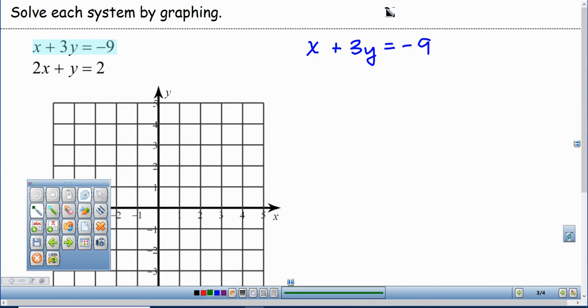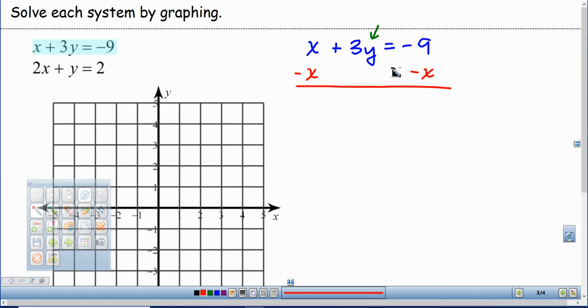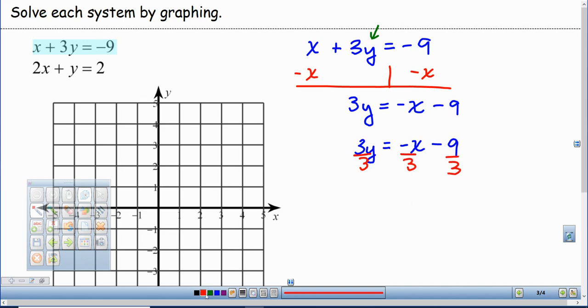I want to get y by itself. So I'm going to get rid of the x term first, so that the only term on the left side is the one with the y variable. Remember, we write this in this order, negative x and then minus 9. And then I have one more step to get the y by itself. I have to get the 3 to go away. And we're going to divide by 3, divide by 3, divide by 3.